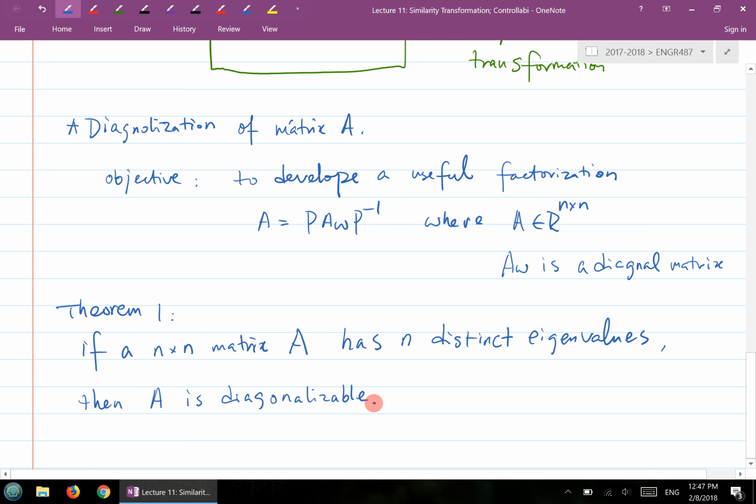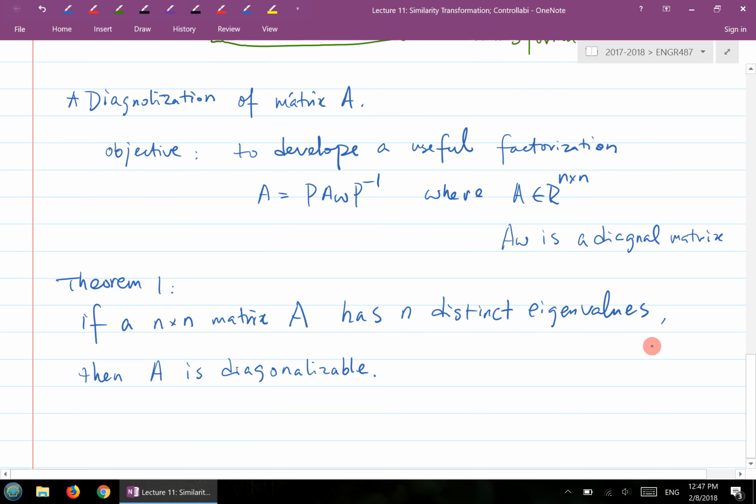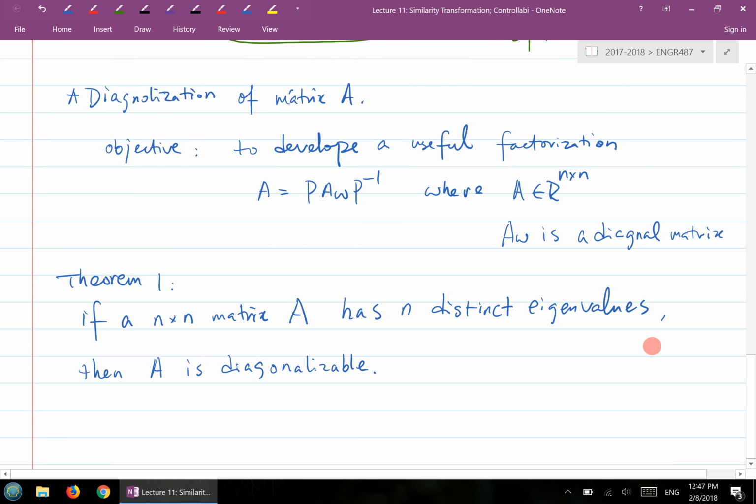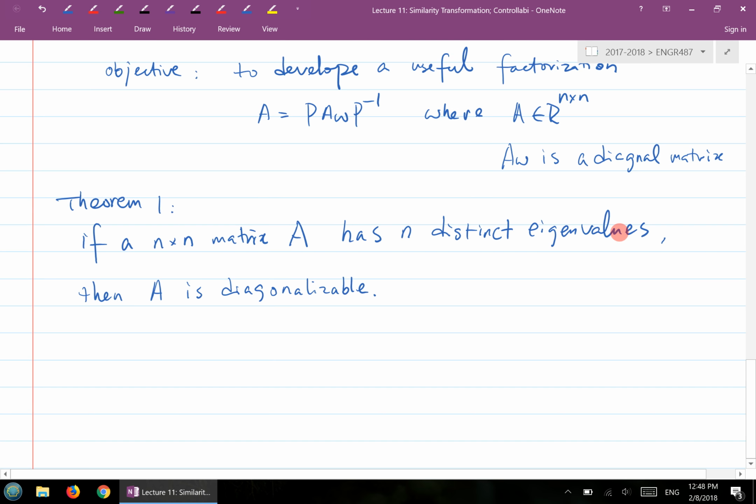Okay, so that's the first theorem. It answers under what type of condition this matrix can be diagonalized into a diagonal matrix. If this matrix has n distinct eigenvalues, then it will be diagonalizable. We're not going to prove it here, just the theorem. But just note it here.